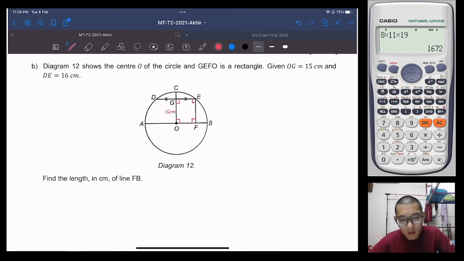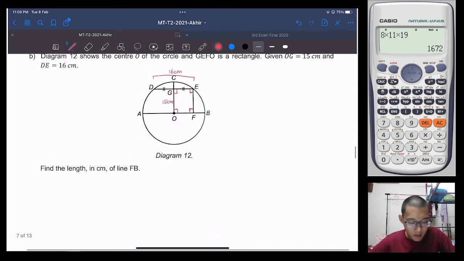So you can write down some important information given from this sentence of the question. And DE equal to 16 cm here. D to E here, 16 cm. We want to find the length in cm of FB. So here we only want to find this length.